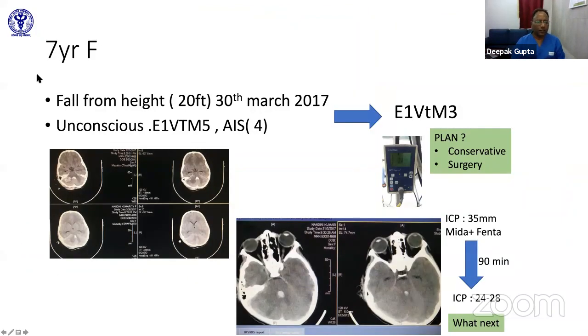This was another girl, a 7-year-old girl, who presented to us with a history of fall from height, which is very, very commonly seen in our country. In fact, we see less of road traffic accident in children and more of fall from height in our group of patients. And this girl had a GCS of 7 and an AIS of 4.